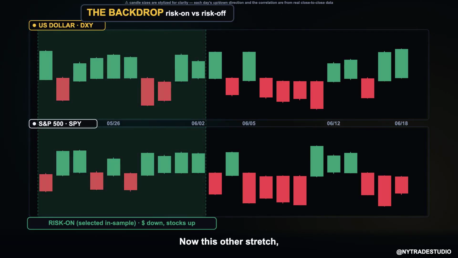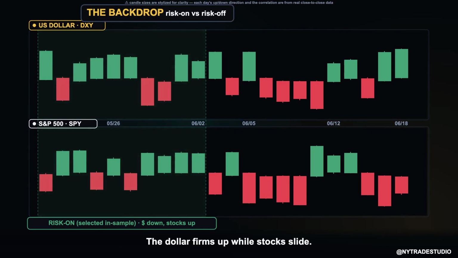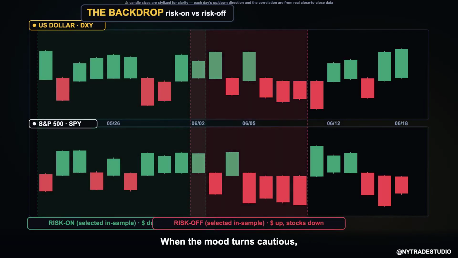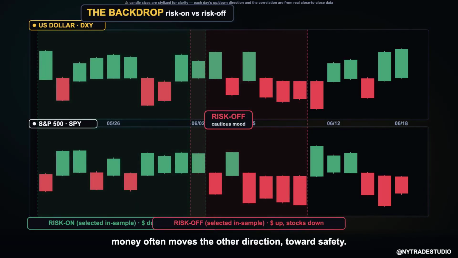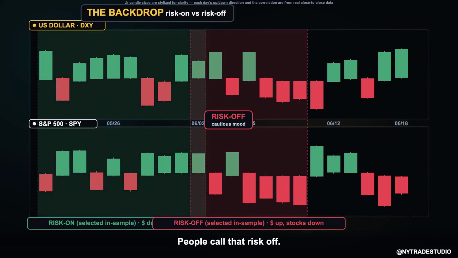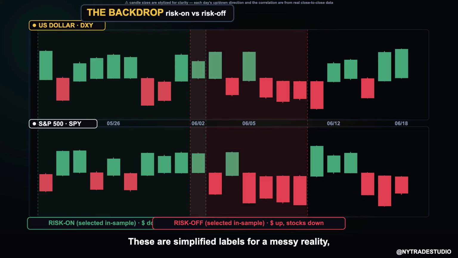Now, this other stretch, again selected because it leans the opposite way. The dollar firms up while stocks slide. When the mood turns cautious, money often moves the other direction, towards safety. People call that risk off.